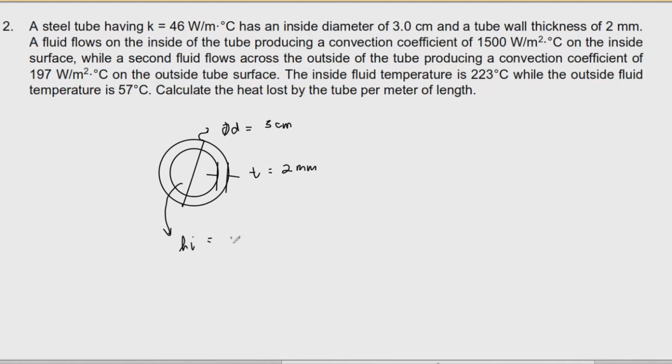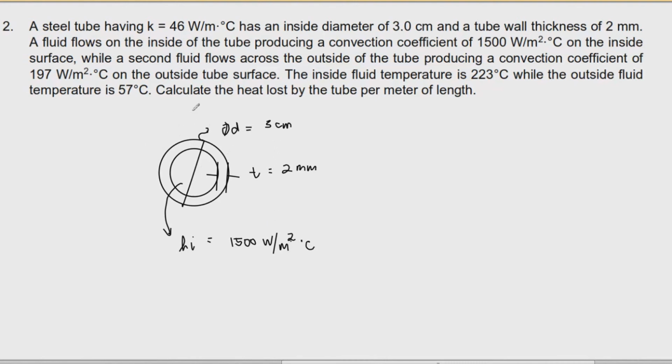that is equal to 1500 watts per meter squared. And make sure that you're checking the units of your HI, should be in watts per meter squared, degrees Celsius. So remember, you should have that kind of units. Heat rate per area, and then temperature.